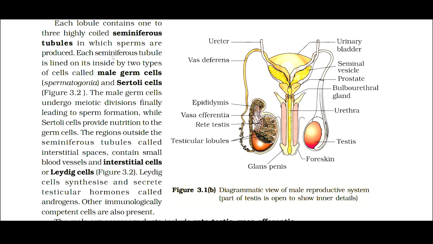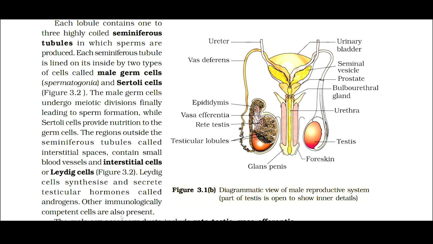Each seminiferous tubule is lined on its inside by two types of cells called male germ cells, which is spermatogonia, and Sertoli cells, which is given in figure 3.2. The male germ cells undergo meiotic divisions, finally leading to sperm formation, while Sertoli cells provide nutrition to the germ cells. The regions outside the seminiferous tubules, called interstitial spaces, contain small blood vessels and interstitial cells or Leydig cells, which is given in figure 3.2. Leydig cells synthesize and secrete testicular hormones called androgens. Other immunologically competent cells are also present.